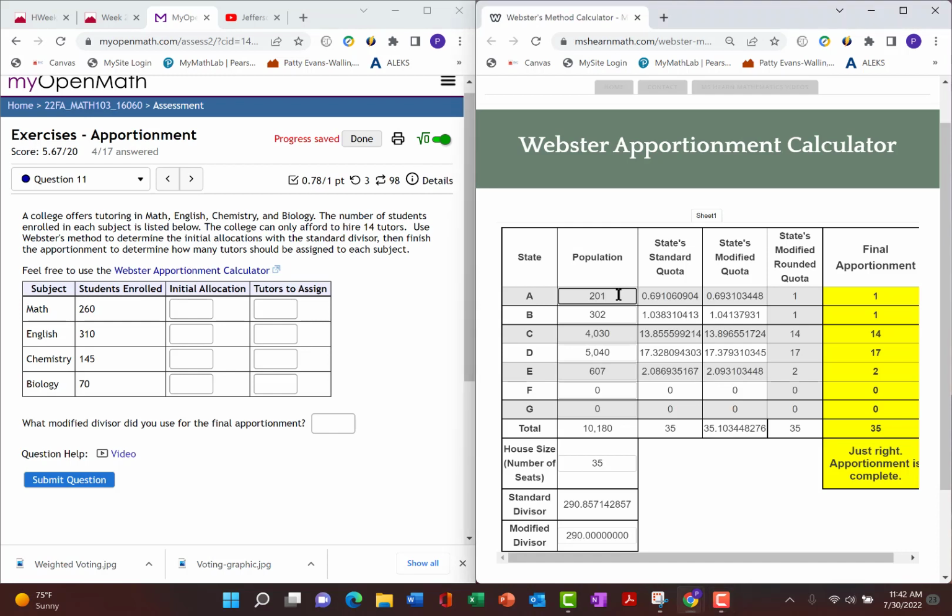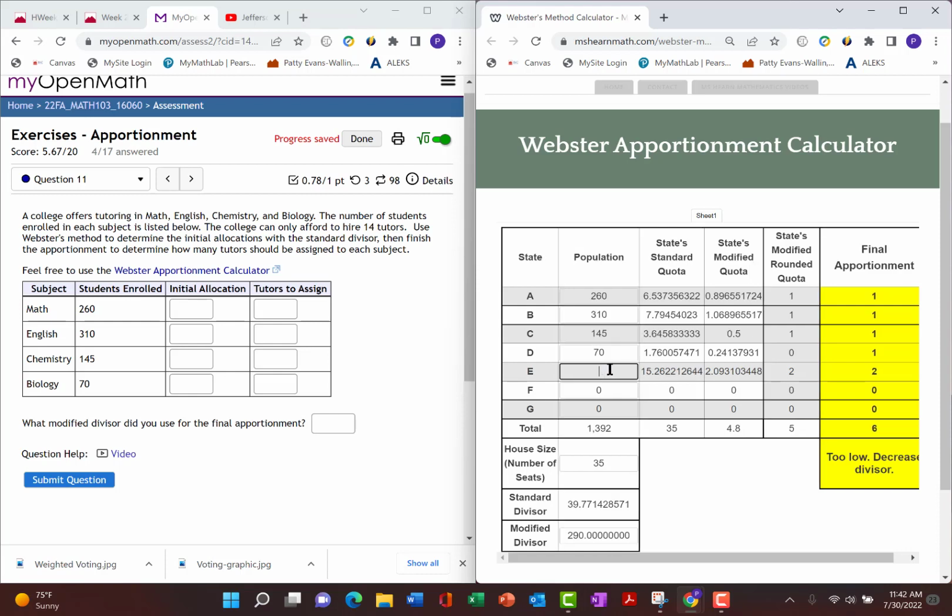So we replace the first row with 260, the second row with 310, the third row with 145, the next row with 70, and since there are no more rows, we make the rest of them 0. We do the number of seats as how many things we're going to apportion, which is 14 tutors, so 14.